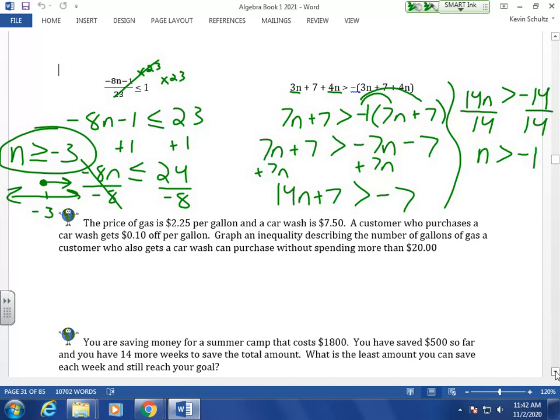That's one of those that sets you up to think one thing, but then surprise, something else. Oh, of course, then the graph of that: open circle at negative 1, going right.